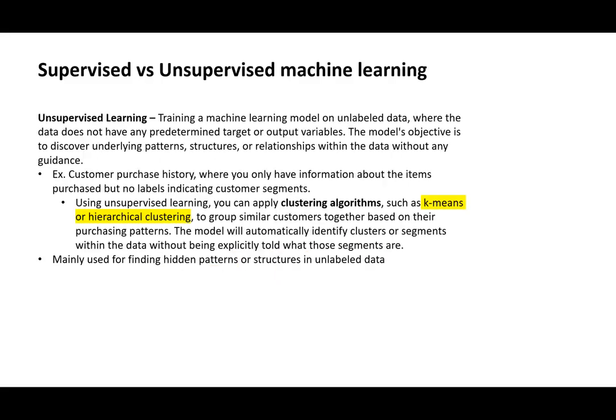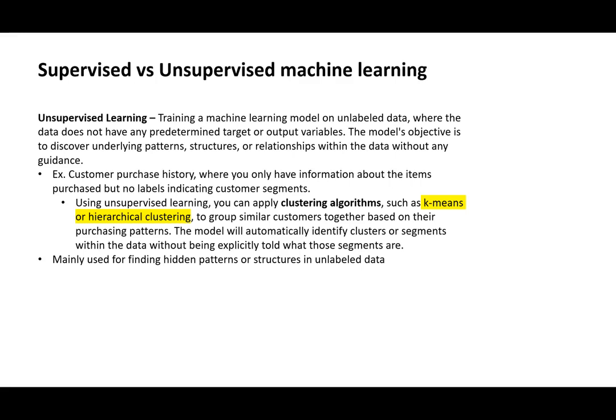Now, if we move to unsupervised learning, this is mainly training a machine learning model on unlabeled examples, where you do have the input, that is the feature, but you don't have the output, which is your label. Since the data does not have any predetermined target or output variable, the main objective is to discover the underlying pattern, structure or relationship within the data without any sort of guidance.